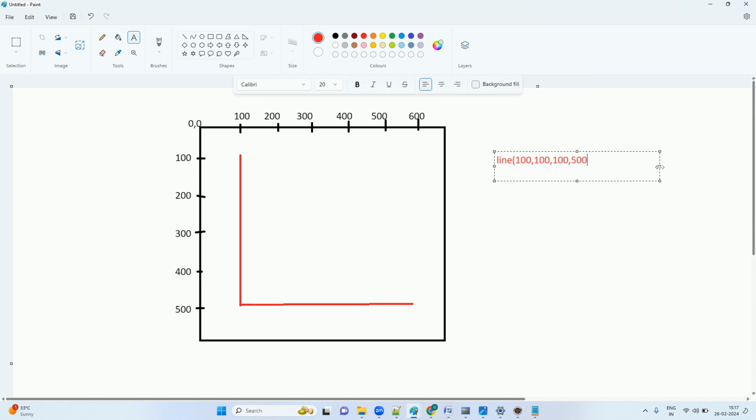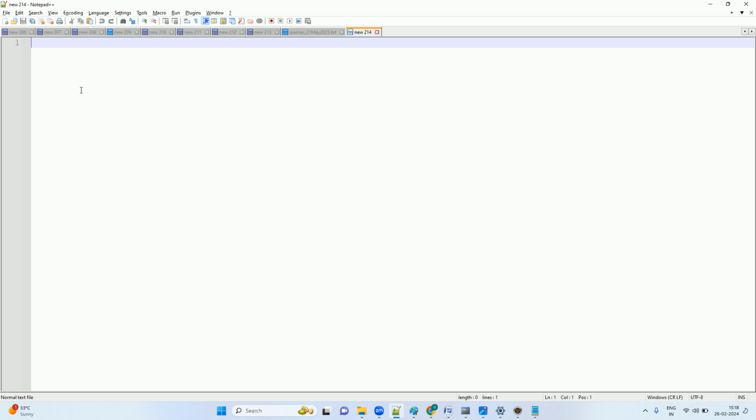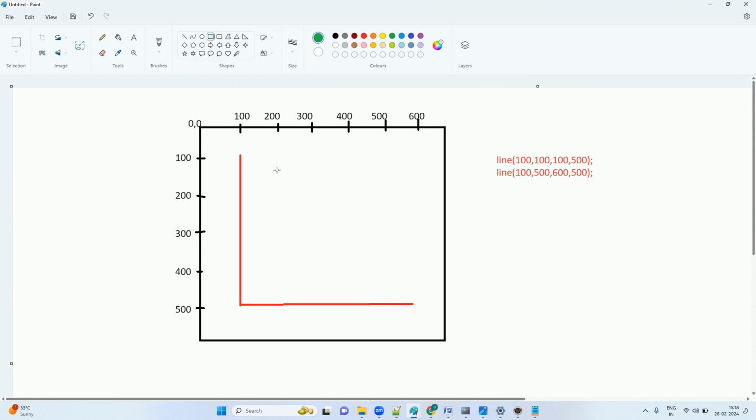Okay, now next, line starting at 100, 500, ending at 600, 500, right? So these are my x and y axis. So far so good. So I'll just keep on pasting them in some common place so that I can just paste it from there.